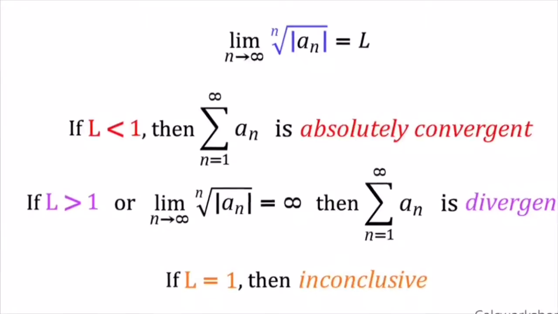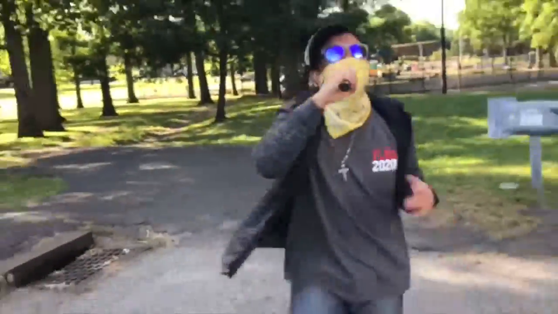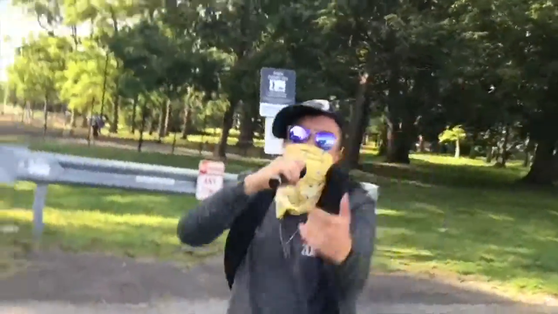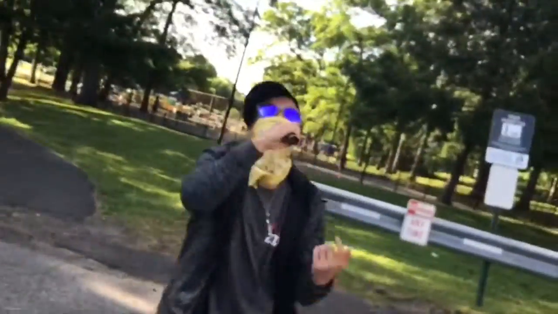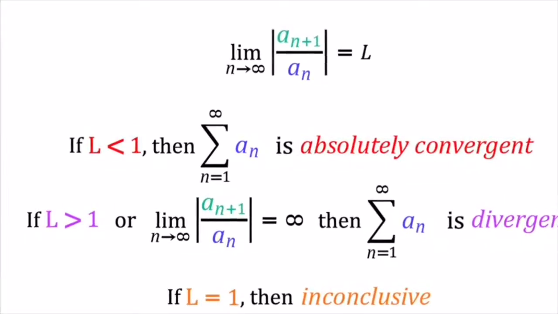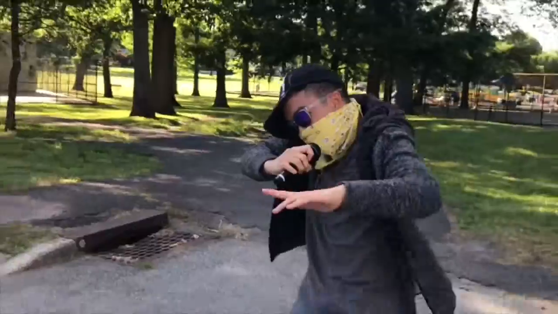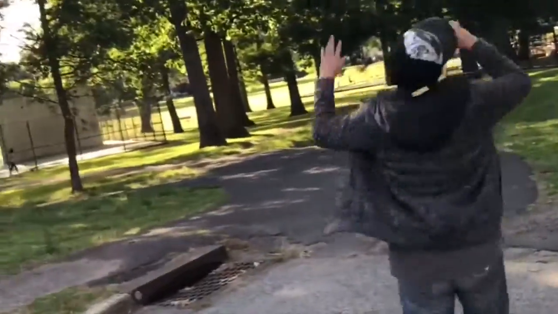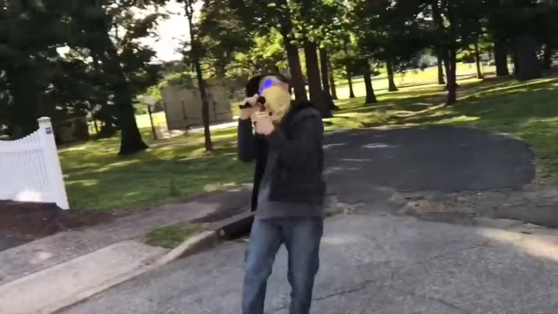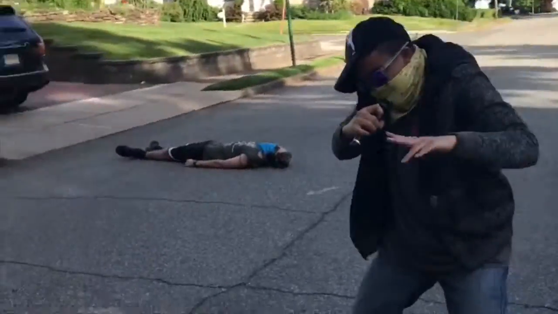Root, look at the limit as n approaches infinity of the nth root of the absolute value of a sub n. If it's less than 1, it converges. More than 1, it diverges. Let's go. Ratio, look at the limit as n approaches infinity of the absolute value of a sub n plus 1 over a sub n. Say it once again, even write it with a pen. If it's less than 1, it converges. More than 1, it diverges.